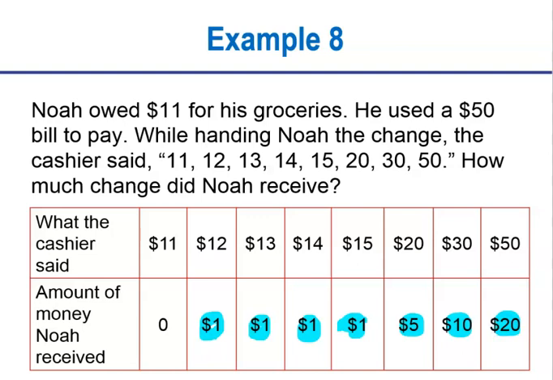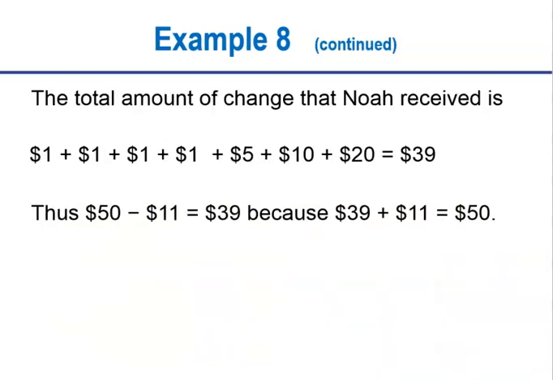You should practice that if you've never done that. And there it is spelled out for us. We know that 50 subtract 11 is 39, but we didn't actually do the subtraction. Again, we counted up and he counted 12, 13, 14, 15, 20, 30, 50. And then there we go.